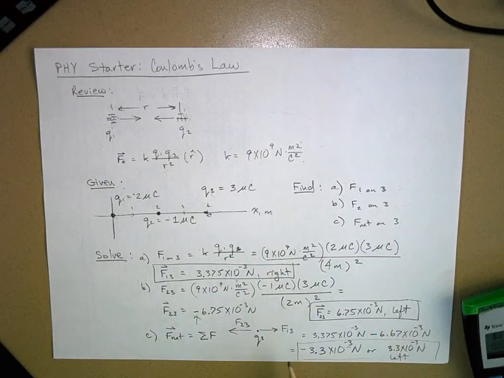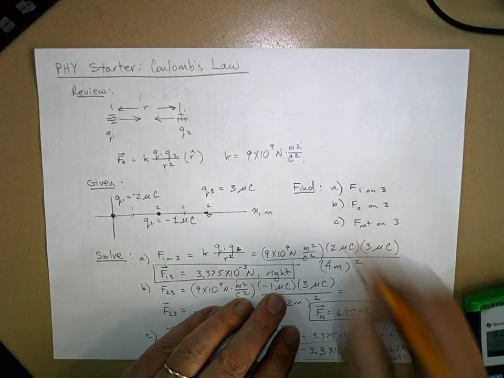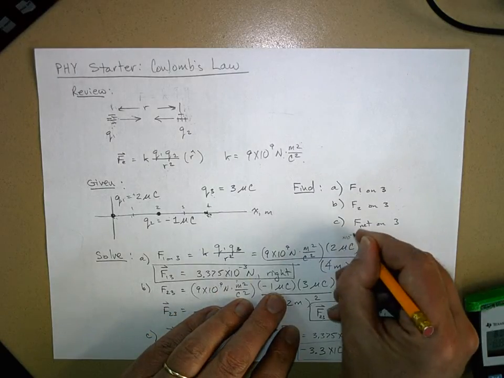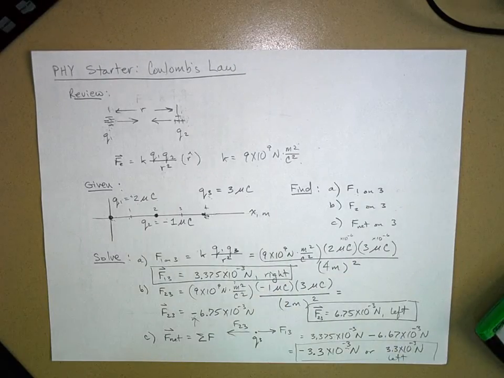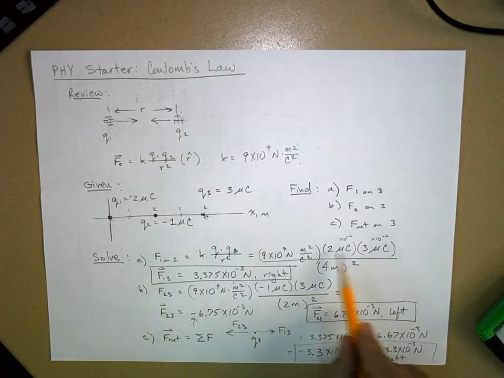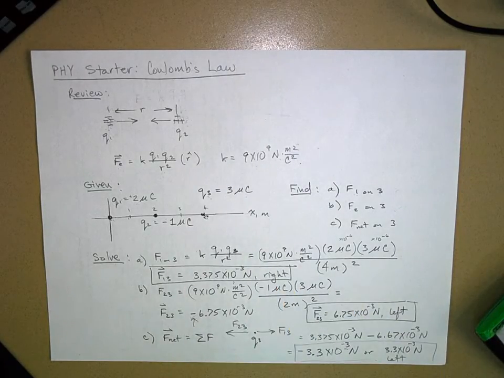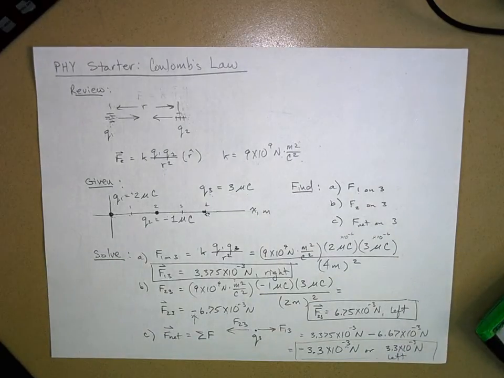I don't understand how. Well, 9 times 10 to the 9, well, remember, what does that micro mean? Times 10 to the negative 6. Times 10 to the negative 6. So that's where it's coming from. If you just went 9 times 10 to the 9 times 2 times 3, you're going to have an answer that's a million times bigger than what I got. And so you just need to adjust that. Any other questions? Okay.